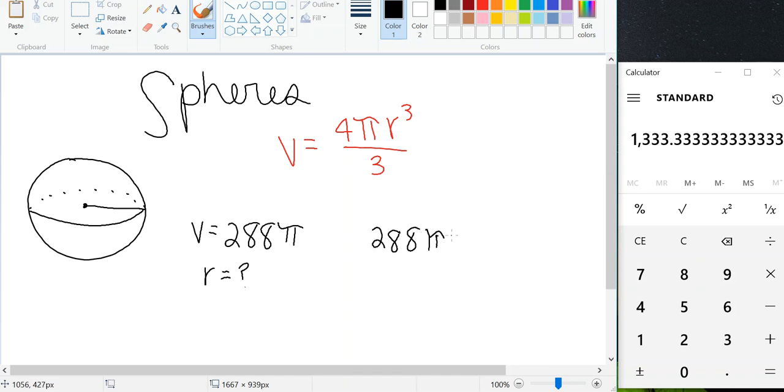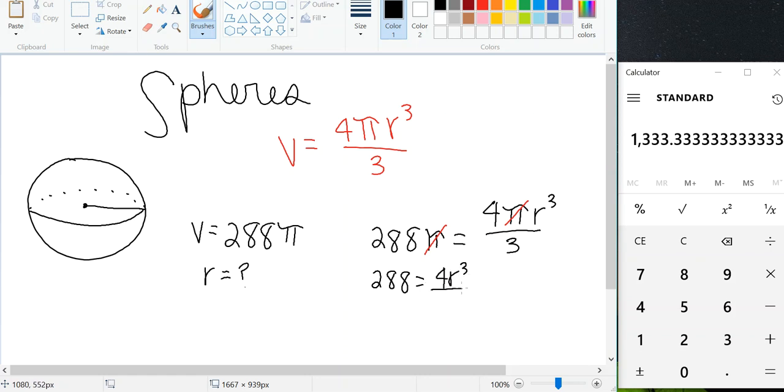288 pi equals 4 pi r cubed over 3. Now, the cool thing about them giving us the answer in terms of pi is that when you have the same exact thing on both sides of your equal sign, you can actually cross it out. It goes away. And then what you're left with is a problem that's a little bit easier.